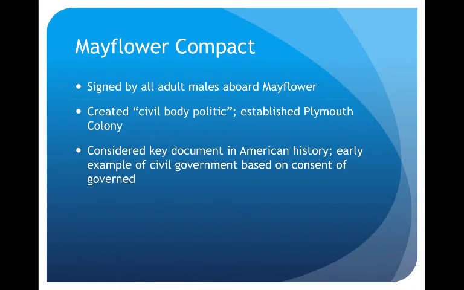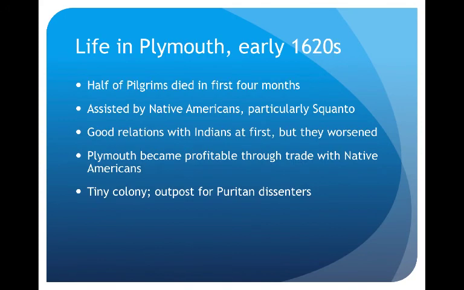Something to mention about the Pilgrims before they arrived, they signed the Mayflower Compact. This was a compact signed by all males aboard the Mayflower, which created a civil body politic. Why is this important? Every male member on board the Mayflower signed this. It was an agreement on how they should be governed. It's considered one of the key documents. It's sort of an example of government based on consent of the governed.